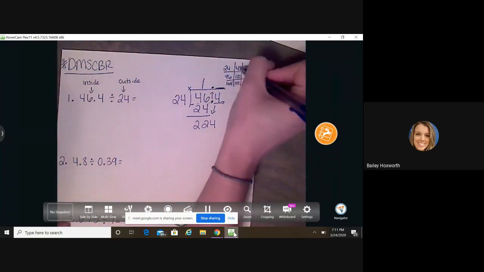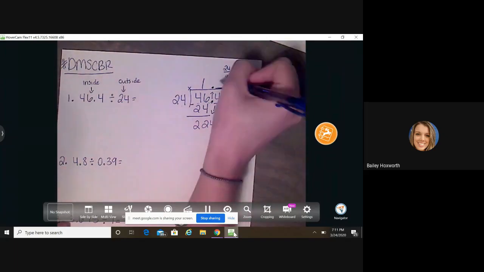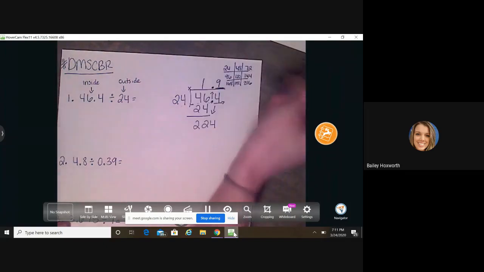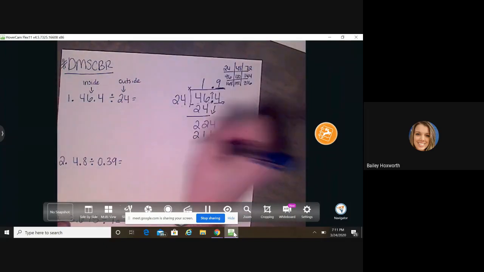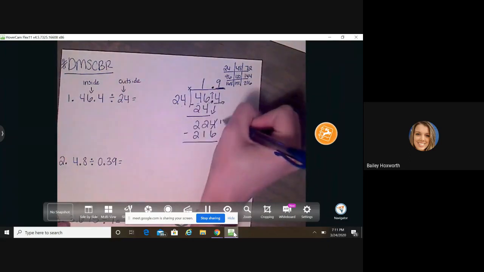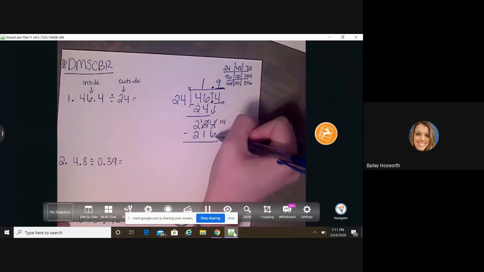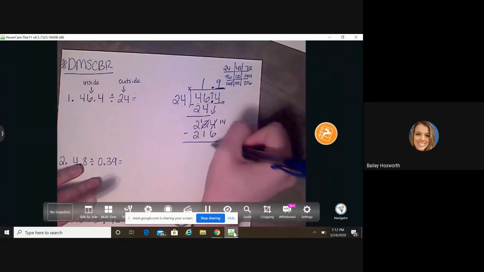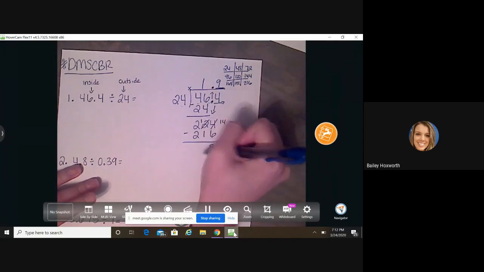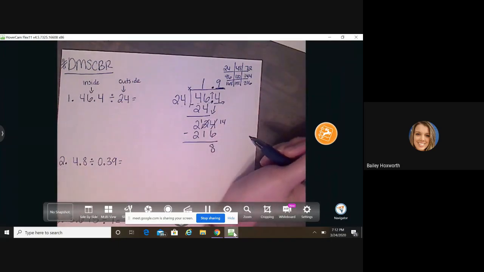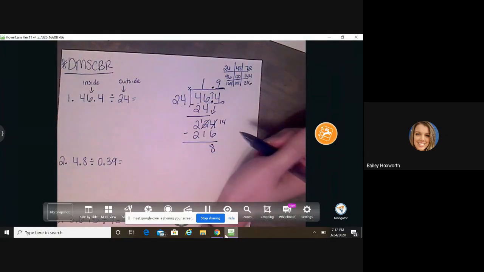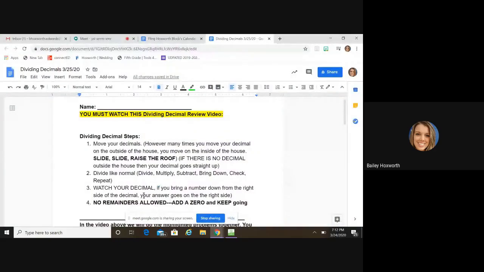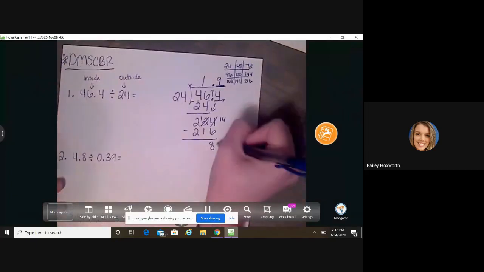So that's 1, 2, 3, 4, 5, 6, 7, 8, 9 times. 9 times 24 is 216. And when I subtract, I end up with 8. Am I allowed to have a remainder? No. And let's go back and see what it says to do. If you have a remainder, I have to add a 0 and keep going. So I'm going to add my 0.